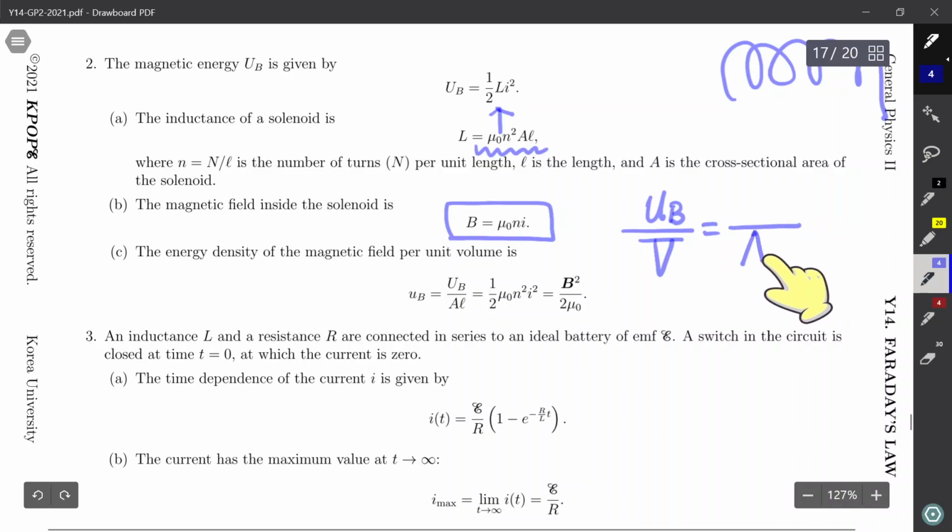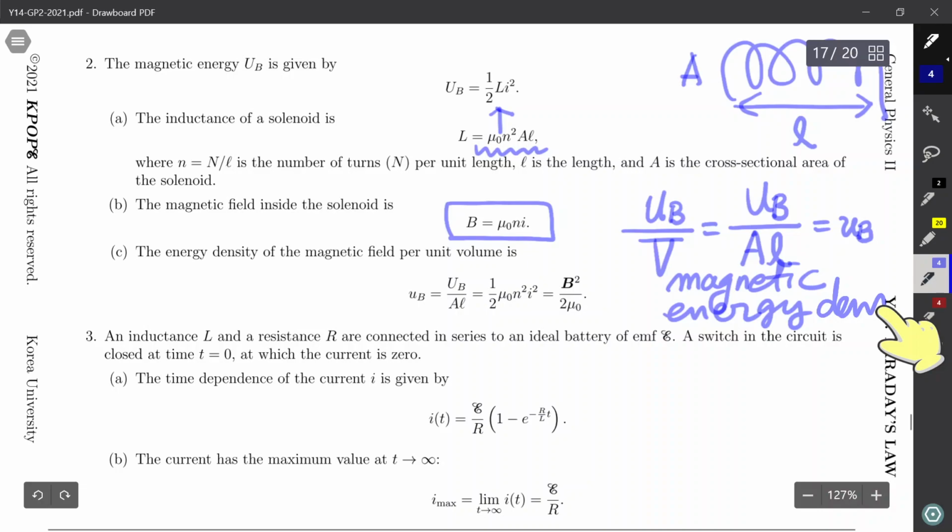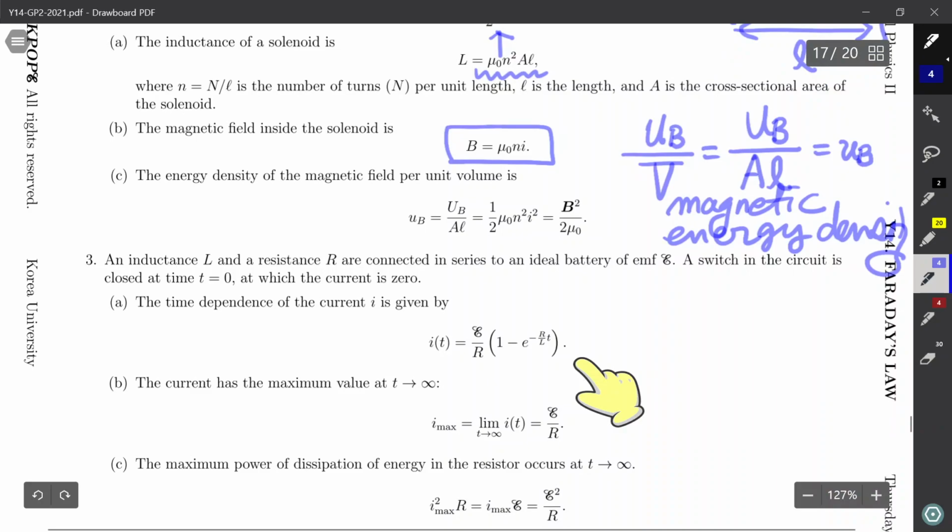Volume is the cross-sectional area multiplied by the length. This is the length of the solenoid, cross-section of the solenoid. This is volume. So this is a small u B, the magnetic energy density. If you simplify that expression, you end up with this. This is B squared over 2 mu0.